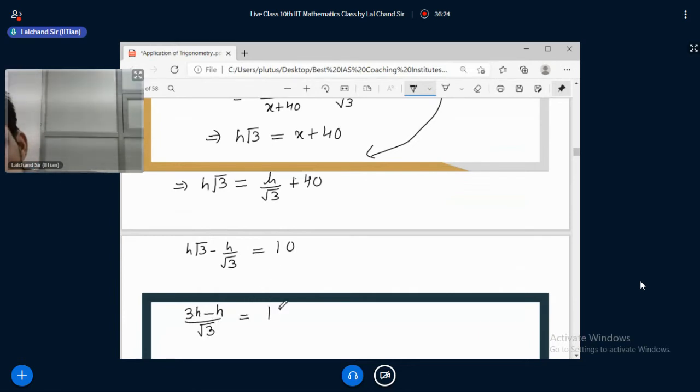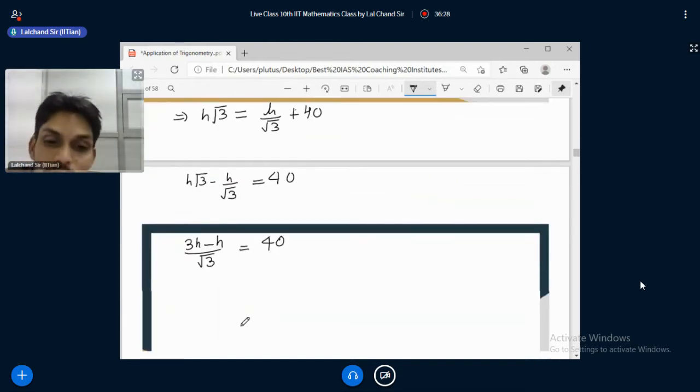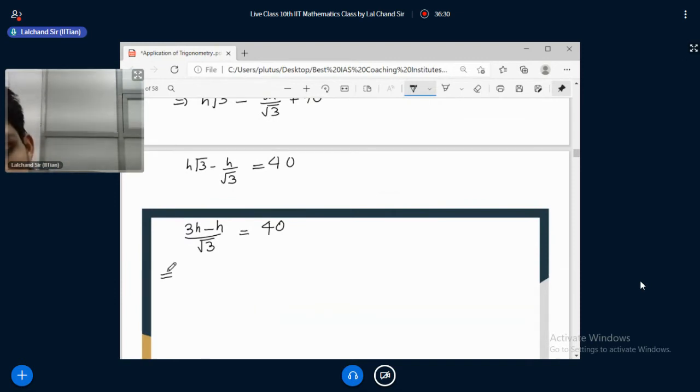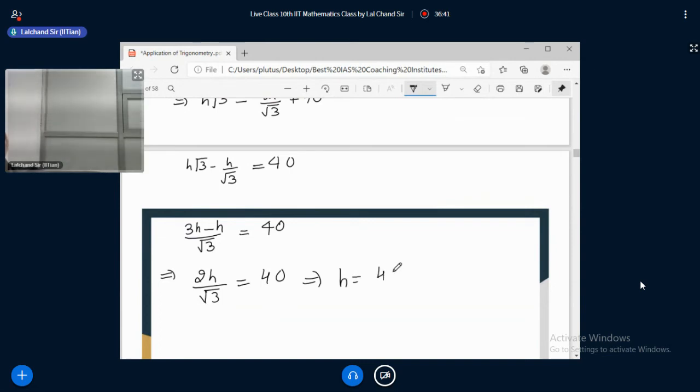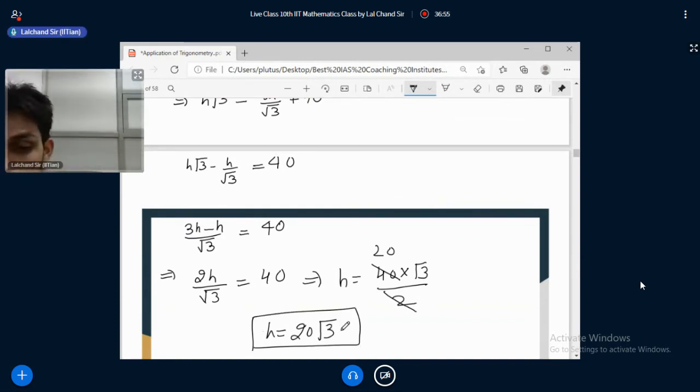That is equal to 40. Okay, so if we simplify this, finally we have 2H divided by root 3, and that is equal to 40. So if we find the value of H from this equation, then H is equal to 40 root 3 divided by 2. If we cancel, then we have 20. So the final value of H is equal to 20 root 3. This is in meters.